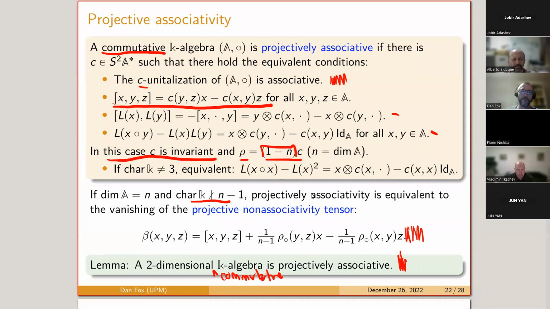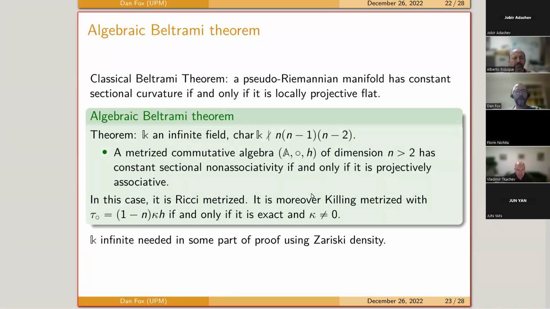Anyway, let's go on. So here's the algebraic analog of the Beltrami theorem. I recall that the classical Beltrami theorem said that a pseudo-Riemannian manifold has constant sectional curvature if and only if it's locally projectively flat. Here, modulo some assumptions on the field, a metrized commutative algebra has constant sectional non-associativity if and only if it's projectively associative. And in this case, it's Ricci metrized, which I think of as sort of like the Einstein condition.